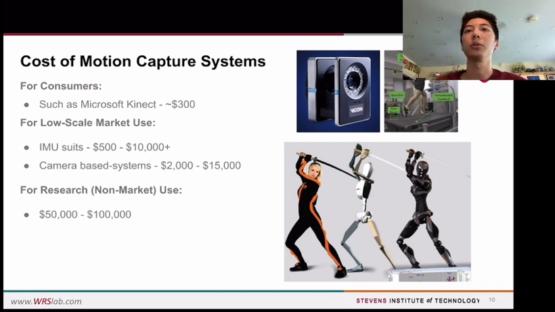For low-scale market uses, like low-budget movies or not high-quality data analysis for personal use, an IMU suit would cost between $500 and $10,000, and camera-based, more optical systems would cost between $2,000 and $15,000. And on the other hand, for research, non-market uses where you are trying to get as detailed data as possible, they can run between $50,000 and $100,000.